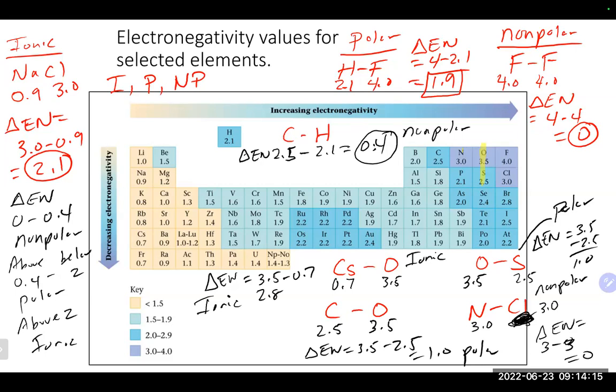So a lot of times you can make a pretty good educated guess if you're comparing elements in the same period or the same group. You don't even need the numbers. You can just use the general trend of electronegativity to determine whether or not it's going to be polar. It will most likely be a polar bond if they are in the same period or same group, and that's a really good way to do it quickly. Obviously, if you need the numbers, they would be provided to you. You just need to know how to use them.